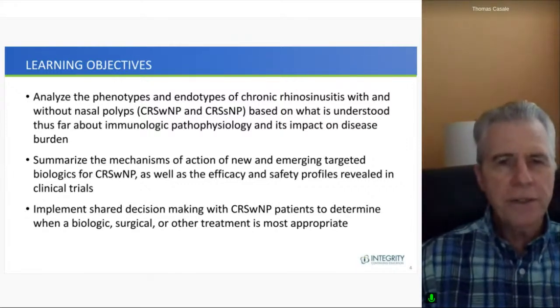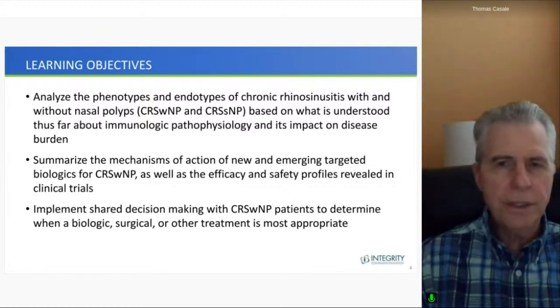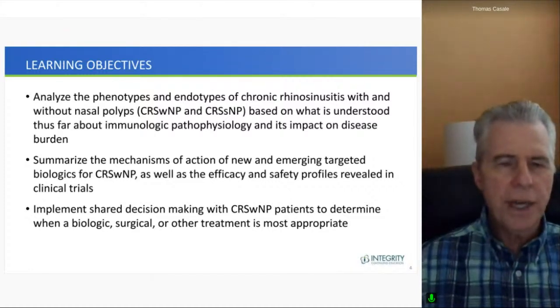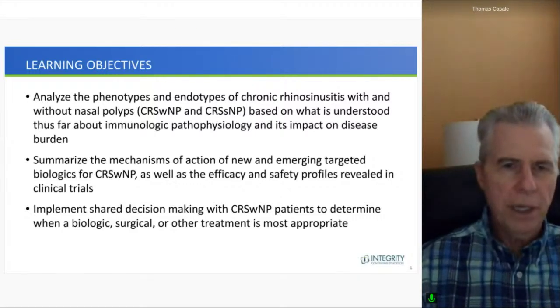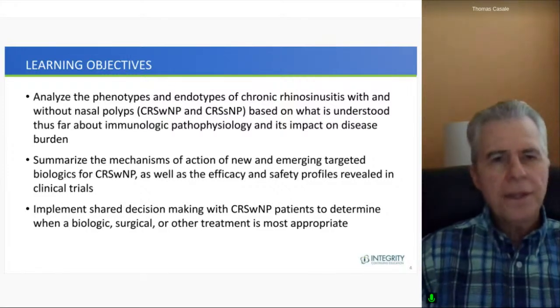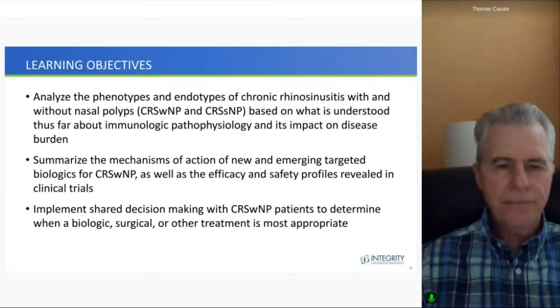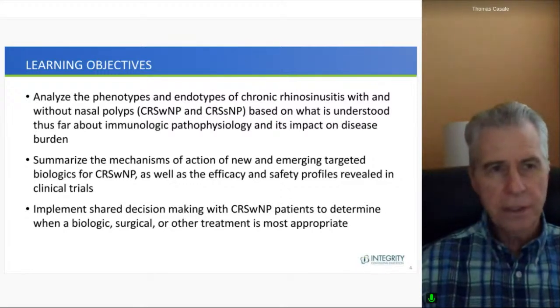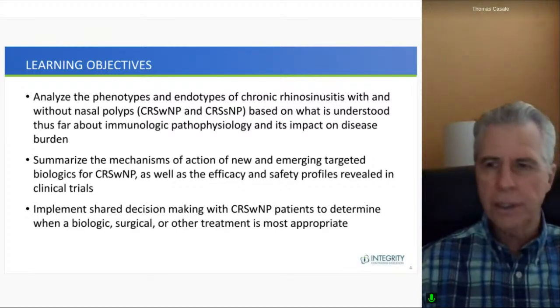We'll also summarize mechanisms of action of these new and emerging targeted therapies, especially those biologics that are very specific for an individual molecule or pathway, and discuss the types of shared decision-making that you should be thinking about with your patient when you determine whether a patient who has not responded to traditional medical therapy might have to go an extra step. That is either functional endoscopic sinus surgery or a biologic.